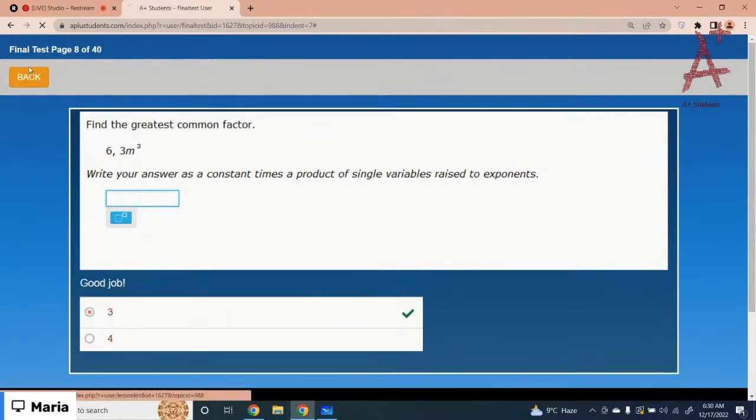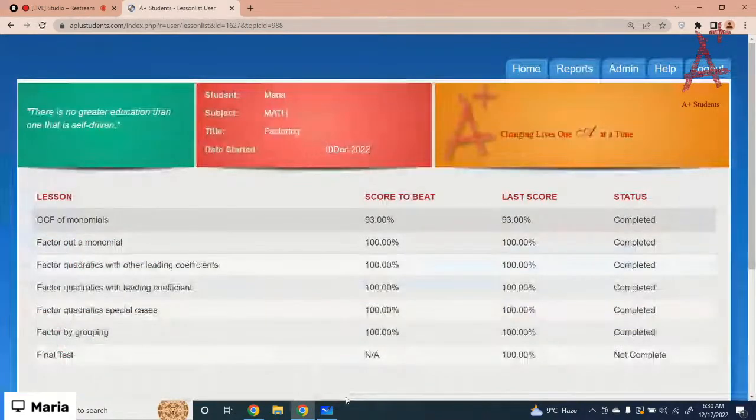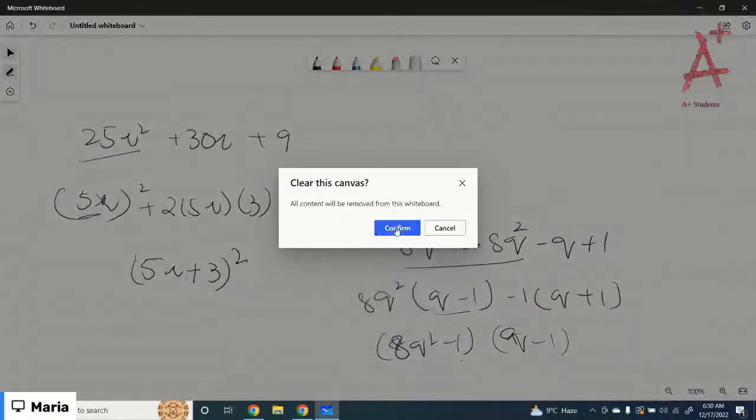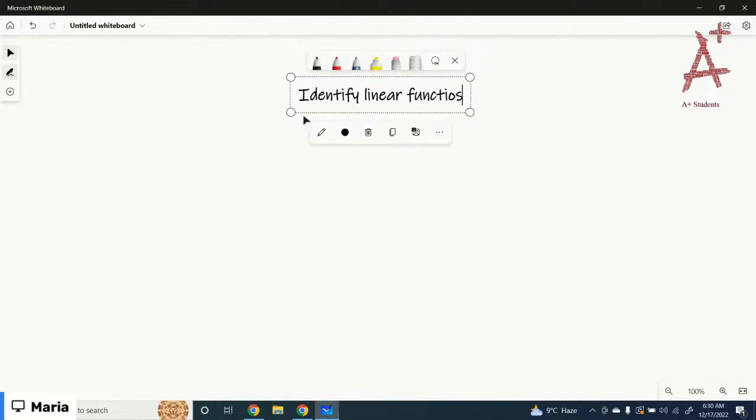Let me just move on to the next topic. The next chapter we're going to start with is linear functions, and linear functions is from grade 9. Got it? And the lesson we're going to start with is identify linear functions. So here is the lesson: identify linear functions.